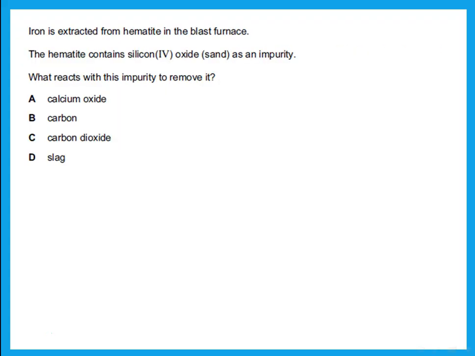A. Iron is extracted from hematite in the blast furnace. The hematite contains silicon oxide sand as an impurity. What reacts with this impurity to remove it? We said, what do we add to the blast furnace in order to remove the sand? We add calcium oxide, because the calcium oxide is formed from the limestone that we add.